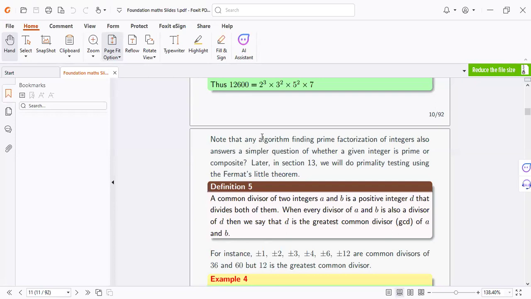So what this statement is saying is that if you are to come up with any algorithm that can write integers as a product of prime numbers, the way we've done above, then that algorithm will be very important because we can use it to tell if a number is prime or not prime. For instance, if it doesn't factor a number, then we can say that this number is prime. But if it factors that number as a product of prime numbers, then we can say this number is not prime.